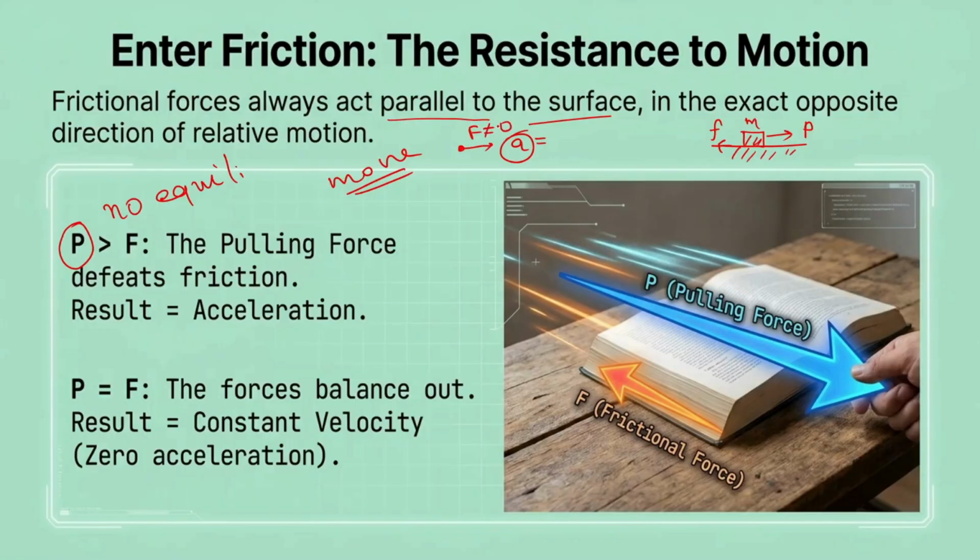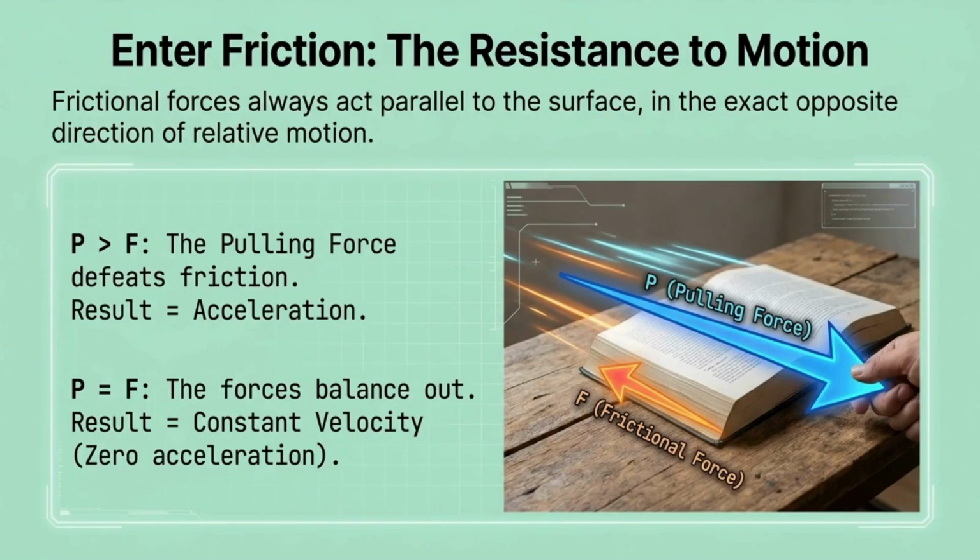So F is not zero, and we know the formula F = ma. If F is not zero, m is not zero at all. That's why we have a non-zero value of a. That means the body is going to be accelerated. The result is going to be acceleration. The book, first at rest, then it is going to move.